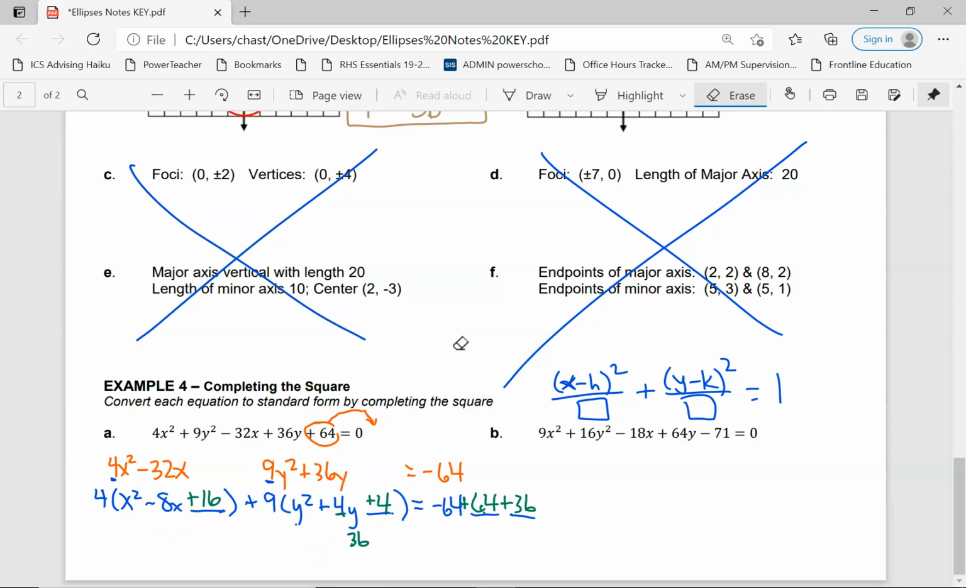And now what we're going to do is we're going to finish this off by factoring and then solving it out. Let's see, we know this is a perfect square, so it'll be x minus, so when I divided the 8 by 2, that's my 4. That's what that part would be. Then I have my 9. Y plus 2, because the 4 divided by 2 is my 2 squared. On the right side, negative 64 and positive 64 cancel, so I just have 36. And we're almost home. So now we have to divide everything by 36.